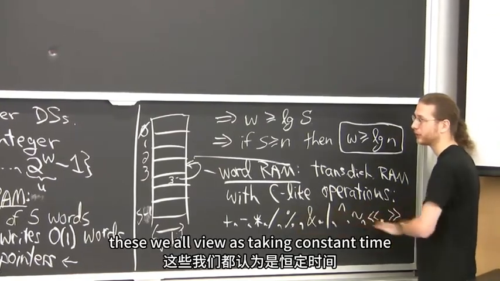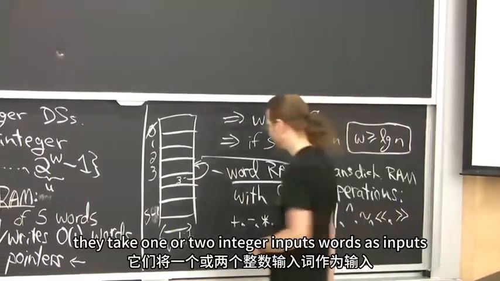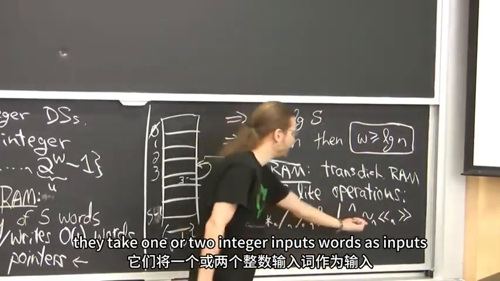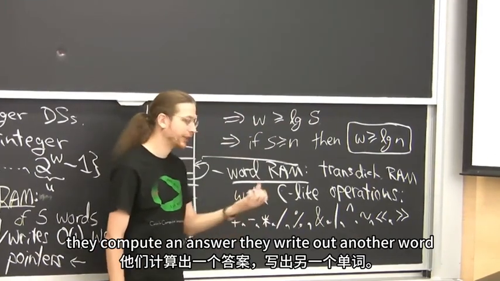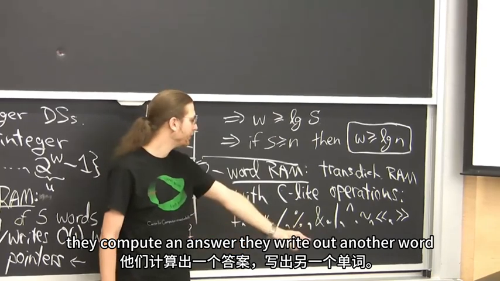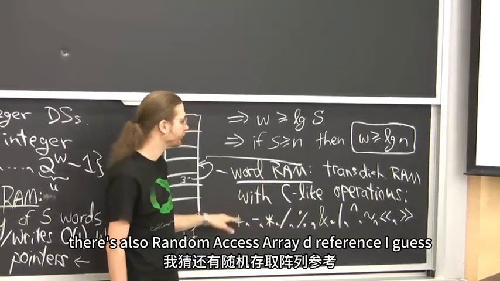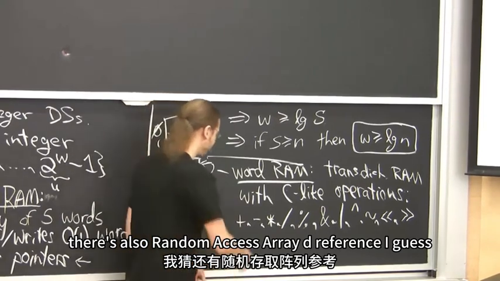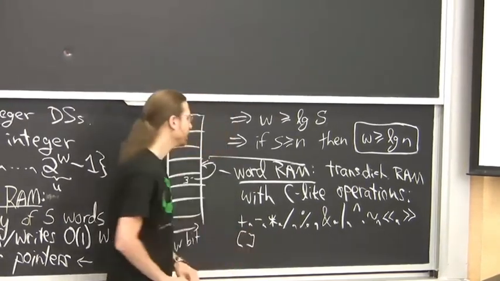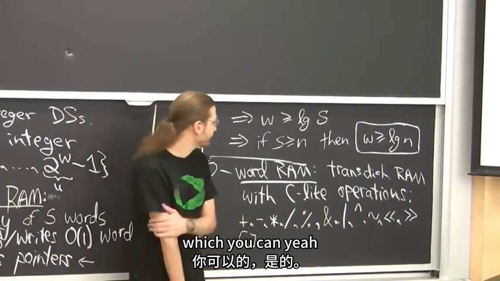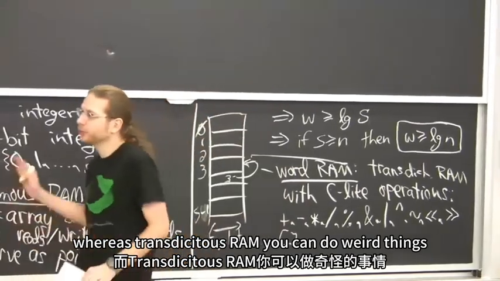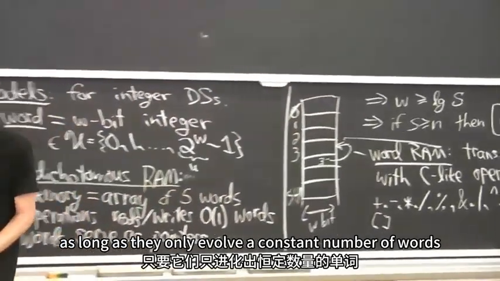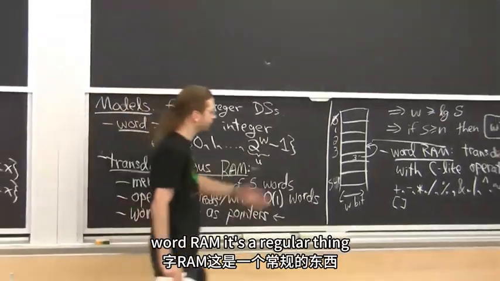Okay, these we all view as taking constant time. They take one or two integer inputs, words as inputs. They compute an answer, they write out another word. Of course, there's also random access, array dereference, I guess. So that's the word RAM. You restrict to these operations. Whereas in the transdichotomous RAM, you can do weird things as long as they only involve a constant number of words. Word RAM, it's a regular thing.